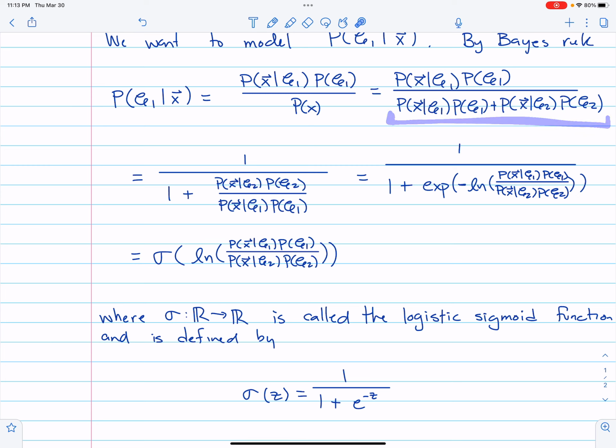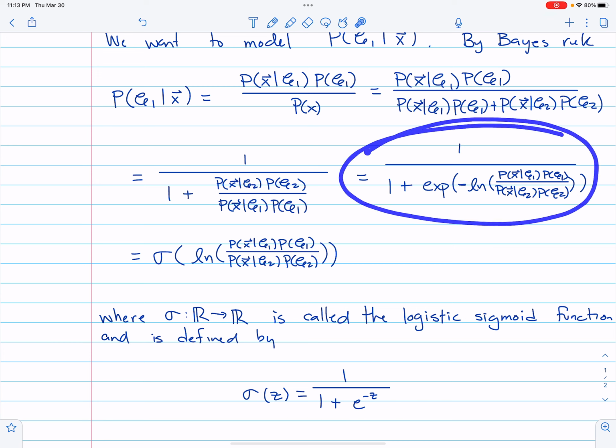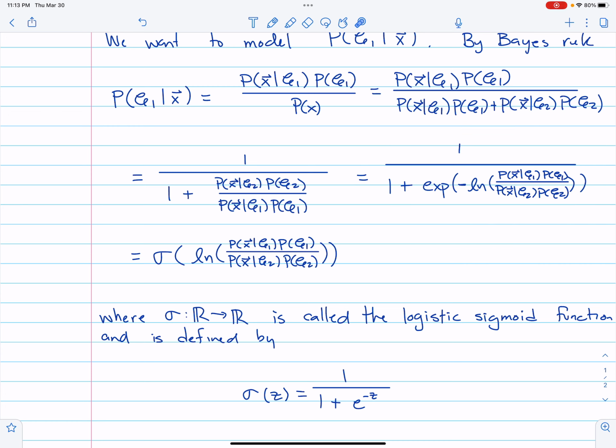Then once we did that, we divided the numerator and denominator by the numerator, which gave us 1 over 1 plus this thing here. And then we added the exponentiation and the logarithm in such a way that they just cancel each other out. When we define this sigmoid function, this is exactly what we're left with: 1 over 1 plus exponentiation of negative log of this piece. So that's just sigma of log of that. Maybe pause to make sure you're good with the algebra.